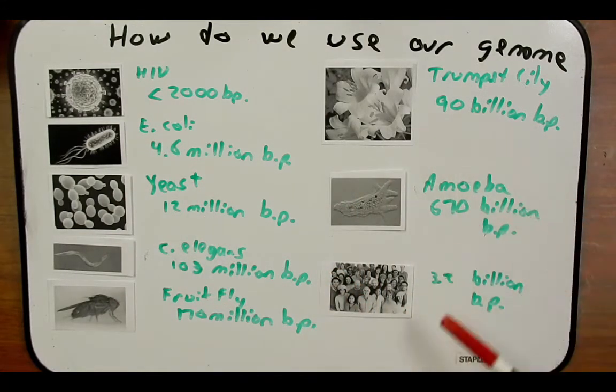But a common trend for all of these organisms from HIV to E. coli to trumpet lilies, amoebas, and humans, is that they all have to be able to package their genome in a certain way so it can be used. And so it has to be packaged efficiently. So let's move on and talk about how the genome is used.